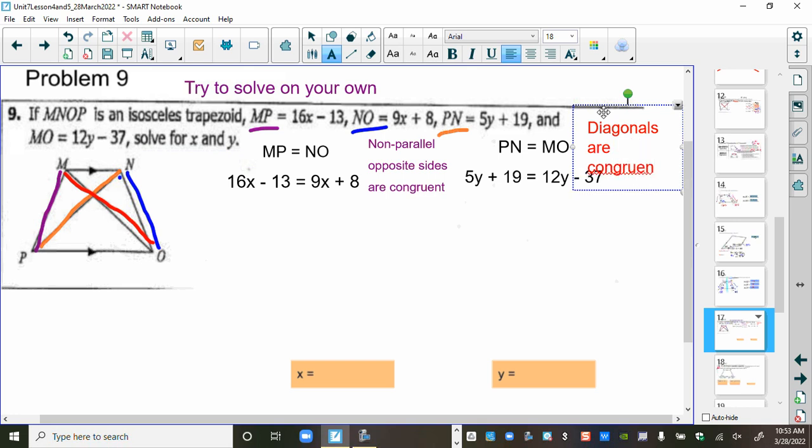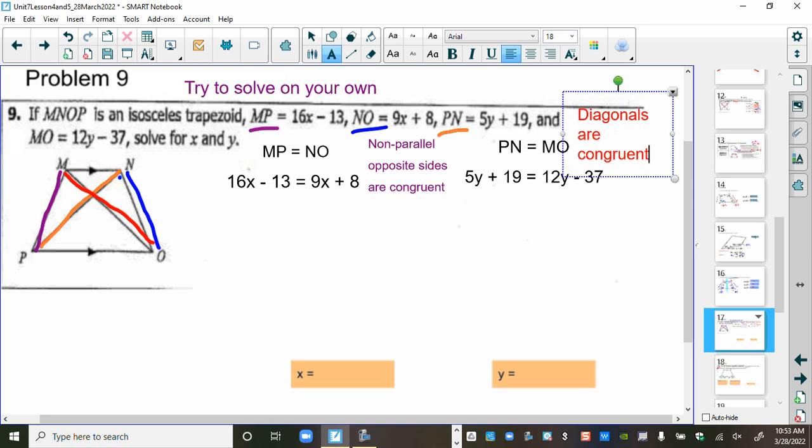We're going to be using more of these words, especially when we start talking. Diagonals are congruent. I'm just letting you know why we're setting them equal to each other. But we're not going to do any more than this. This, you're going to try to solve on your own.